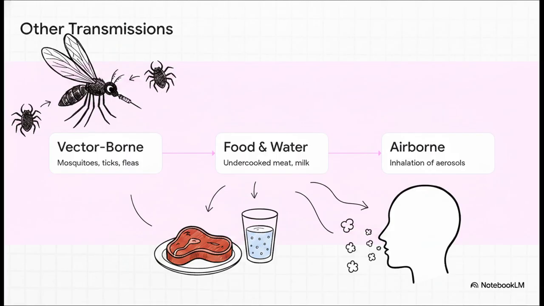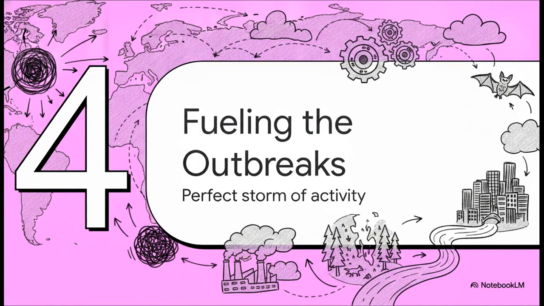First up, vector-borne. Think of mosquitoes, ticks, and fleas as essentially tiny flying syringes that carry the pathogen from the animal straight to your bloodstream. Second is food and water. Eating undercooked meat or drinking contaminated milk or water is a huge entry point. And finally, we have airborne transmission, which is inhaling contaminated aerosols. It's rare, for sure, but as we've all learned recently, it's highly effective when it happens. Which brings us to Section 4, fueling the outbreaks, the perfect storm of human activity.